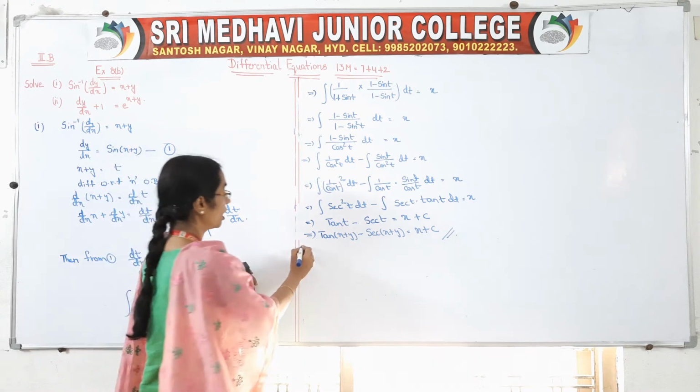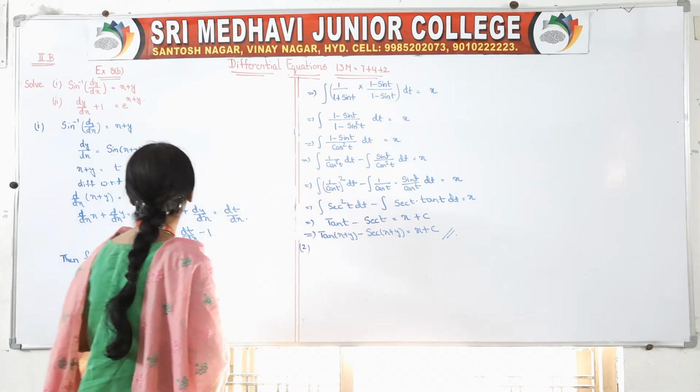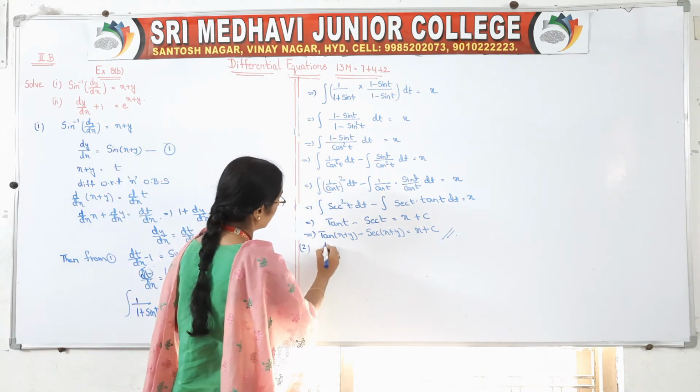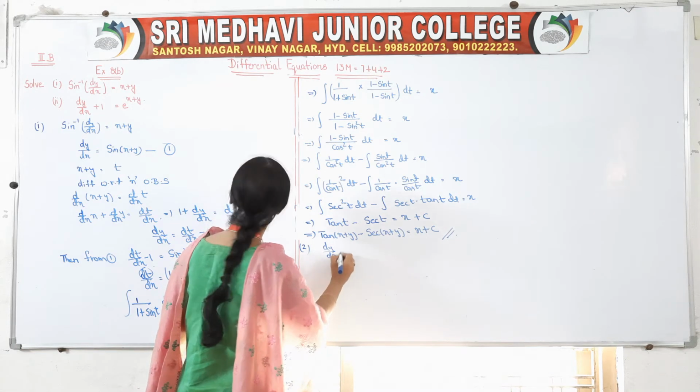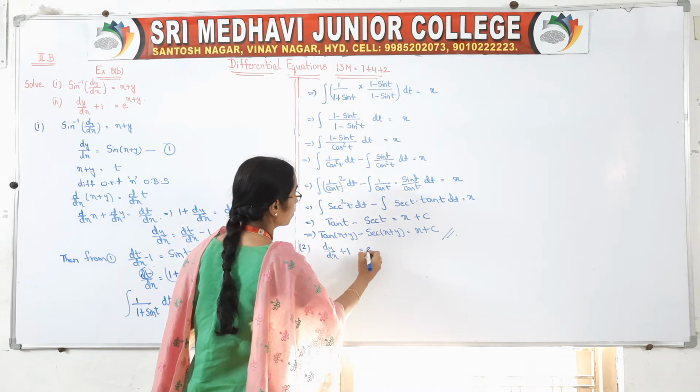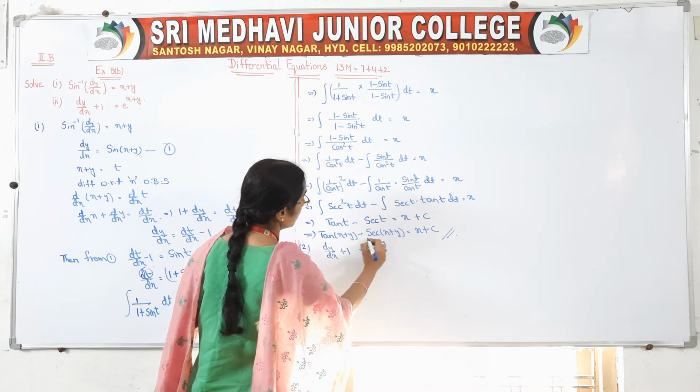Now come to the second question. What is your second question? It is dy by dx plus 1 is equal to e to the power of x plus y.